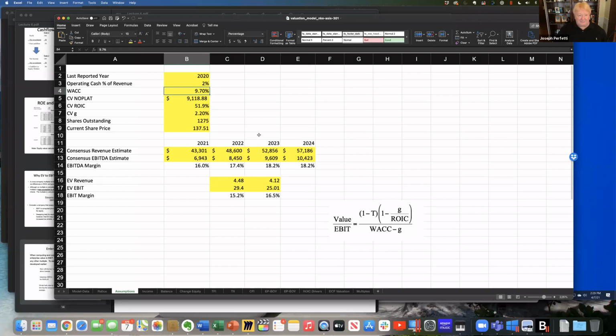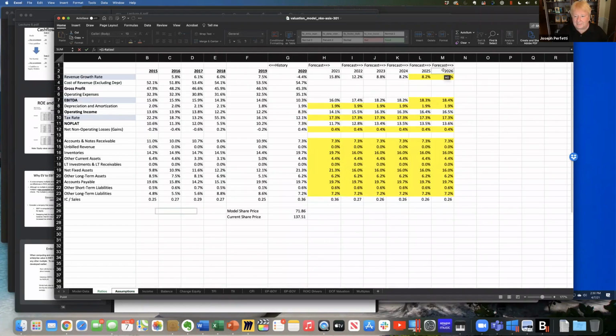So the model is going to calculate an EV to EBIT multiple over here in cell D20, based on this equation over here. I want to put this equation into cell D20, and you're going to need to do this as well. So what is the equation? Equals left paren 1 minus the tax rate. Tax rate is on the ratios tab, column M10, which is the perpetuity tax rate.